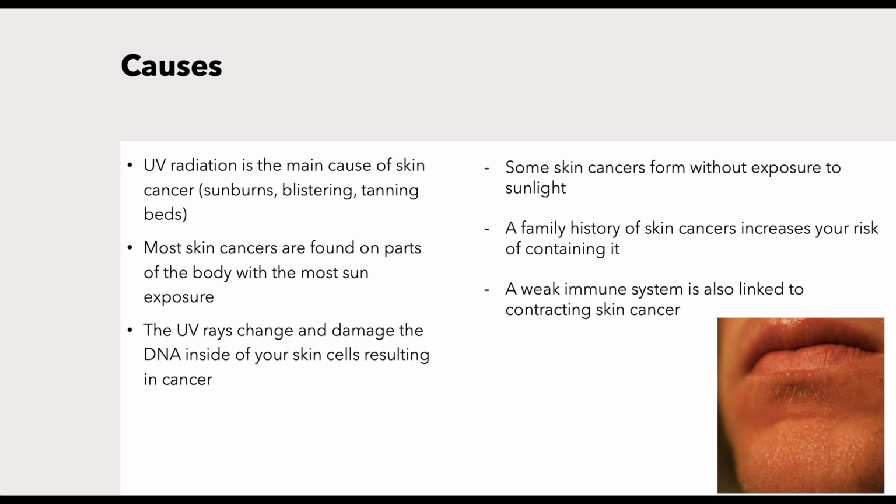Causes of skin cancer. The biggest cause of skin cancer is UV radiation from the sun or tanning beds. Skin cancer is contracted from extreme sunburns or blistering, as seen in the picture. It's kind of hard to see, but below the chin there's bubbling, and that's just a sign of extreme burn, which leads to cancer. Most skin cancers are also found on parts of the body with the most sun exposure. This is because UV rays change and damage the DNA inside of your skin cells, resulting in cancerous cells.